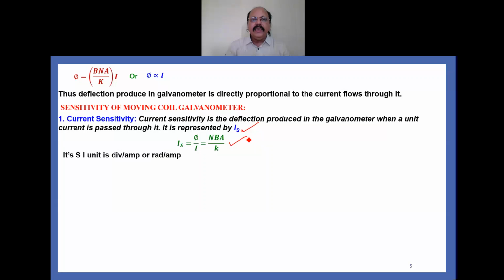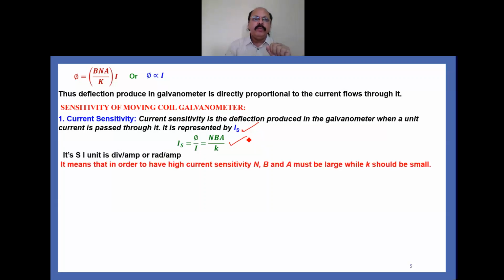Now, how can we increase the sensitivity of the moving coil galvanometer? Before that, just understand the SI unit of current sensitivity. Deflection unit is division or radian. Current is measured in ampere. So its SI unit becomes division per ampere or radian per ampere. Now the current sensitivity we can increase by increasing the number of turns, by increasing the magnetic field, by increasing the area of the coil, but by decreasing the torsional constant. Then we can increase the sensitivity.